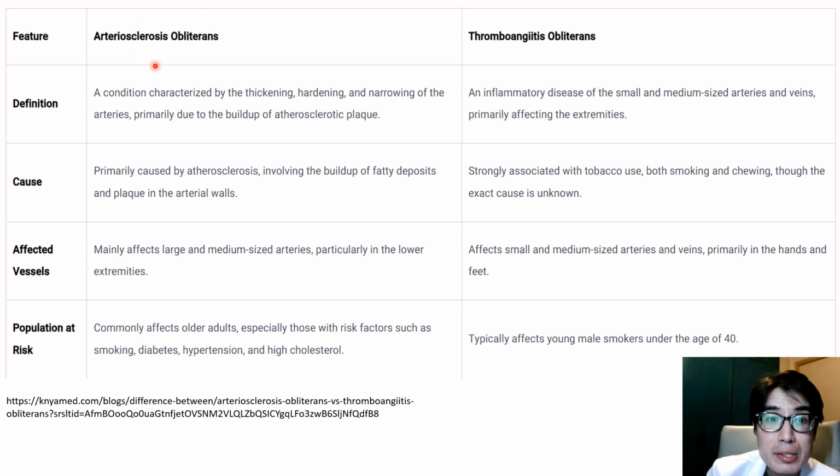Arteriosclerosis obliterans is a condition characterized by the thickening, hardening, and narrowing of the arteries, primarily due to the buildup of atherosclerotic plaque. Thromboangitis obliterans is an inflammatory condition affecting small and medium-sized arteries and veins, usually of the extremities. So arteriosclerosis is not an inflammatory condition.